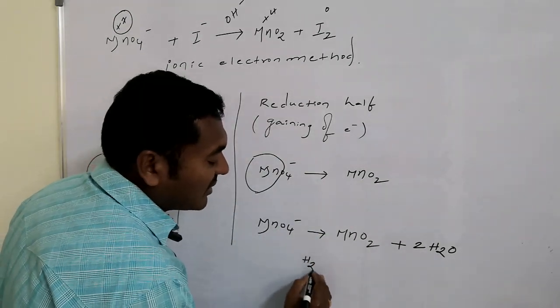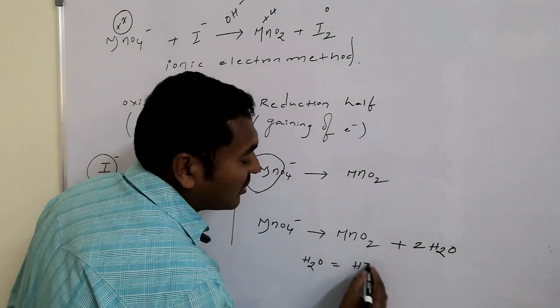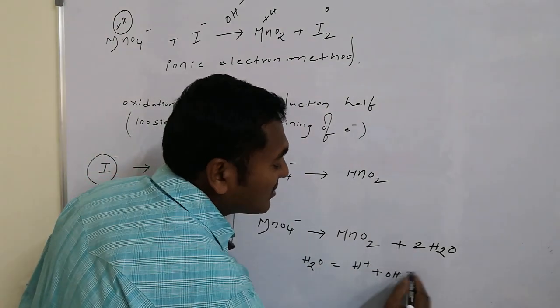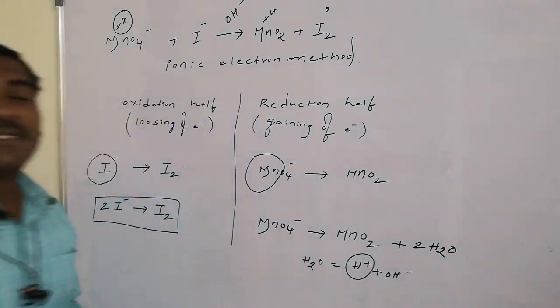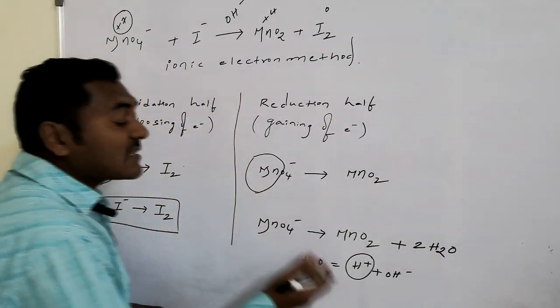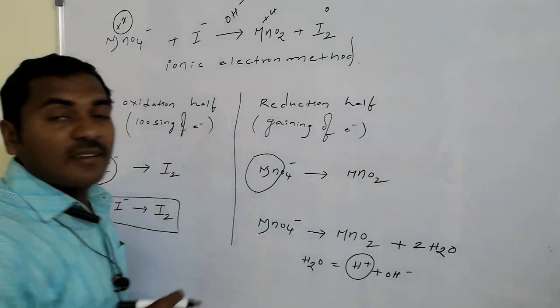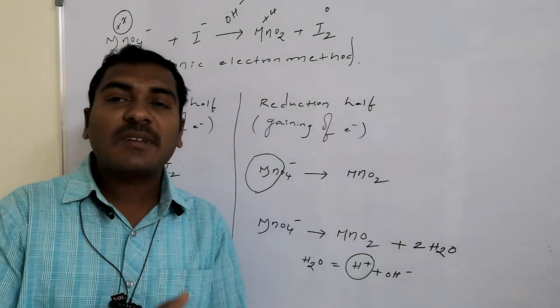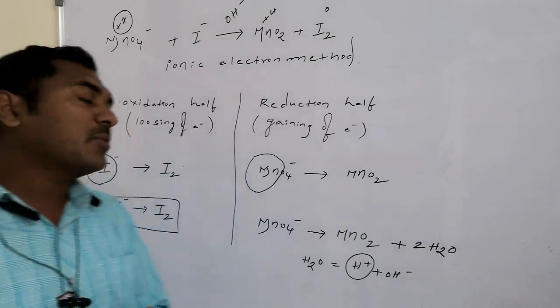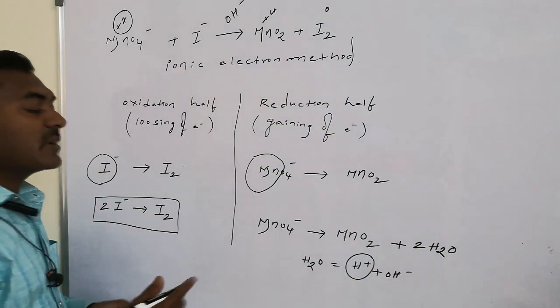Being a basic medium, water mathematically becomes equal to H plus followed by OH minus. We need H plus, so this H plus can be written as water minus OH. Whichever side you have to add the H plus ions, to that side the same number of water molecules, and on the opposite side of the arrow mark the same number of OH minus ions are added.